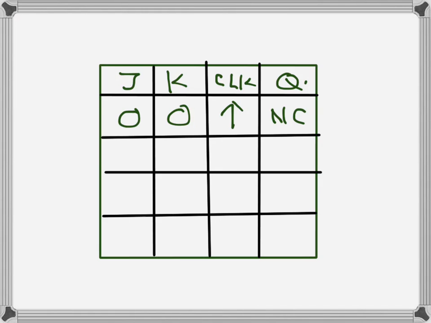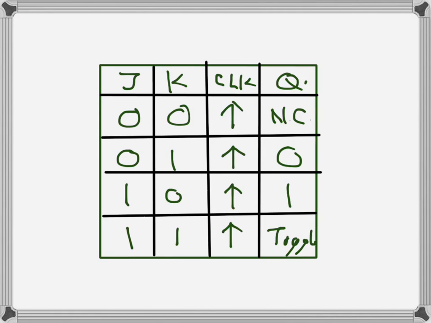So if we look at the truth table of a JK flip-flop, J, K, and then clock, and then this is Q. So when both are 0 and clock comes, the output is no change. If 0, 1 and clock comes, then output will become 0. If 1, 0 and clock comes, output will become 1, and when both inputs are 1 and clock comes, output will toggle. So that's how a JK flip-flop goes.